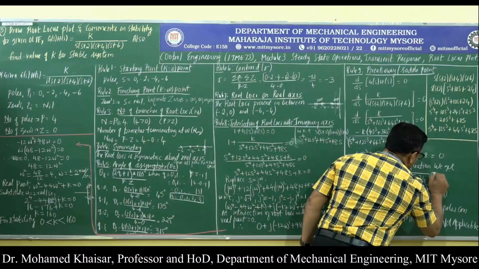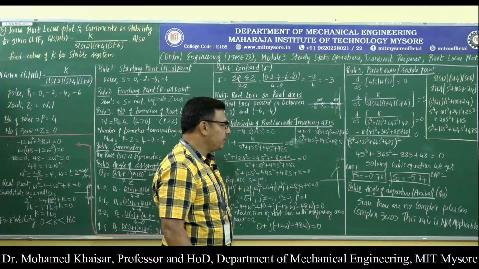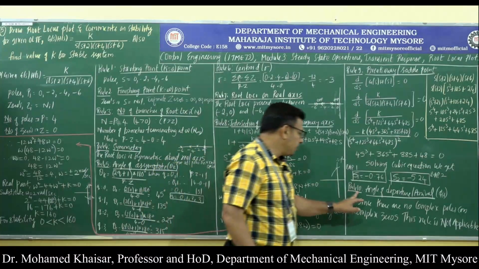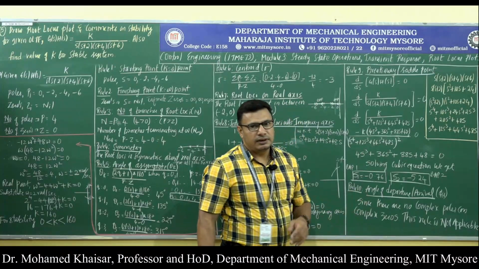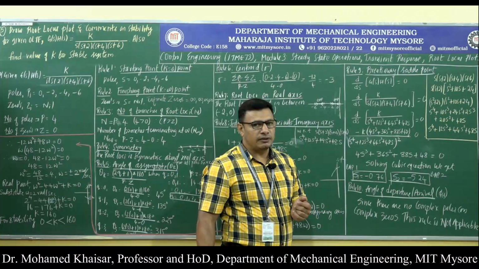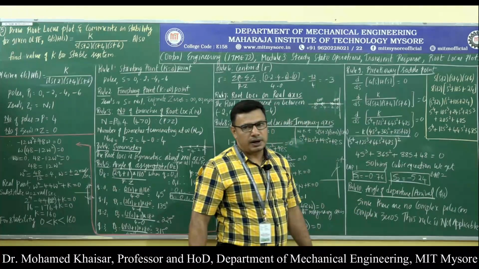So, this will become breakaway point 2. So, both the breakaway points are also available for us. Then rule number 10 is about angle of departure or angle of arrival, and since there are no complex poles or zeros present in the given open loop transfer function, this rule is not going to be applicable.